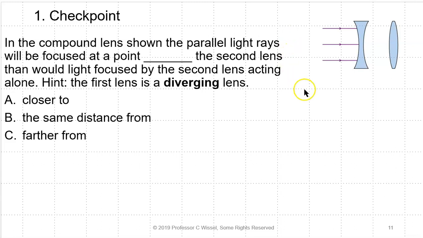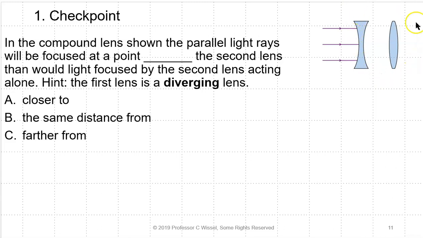In the compound lens shown, the parallel light rays will be focused at a point A, closer to, B, the same distance from, C, further than the second lens, than would be light focused by the second lens acting alone. And the first lens is a diverging lens. What they're trying to do here is compare what it would be like, where is it going to focus? It's going to focus somewhere over to the right here.